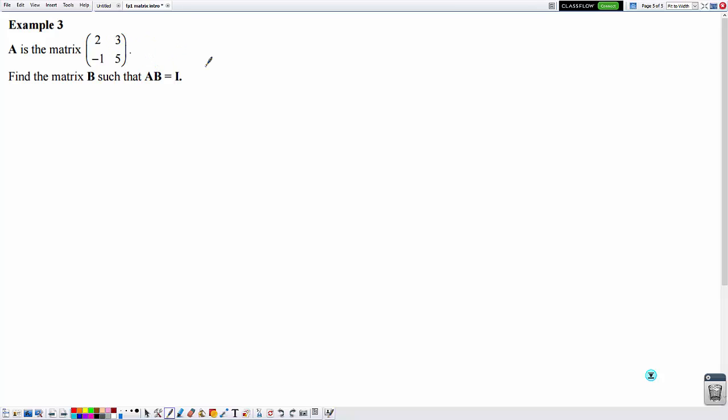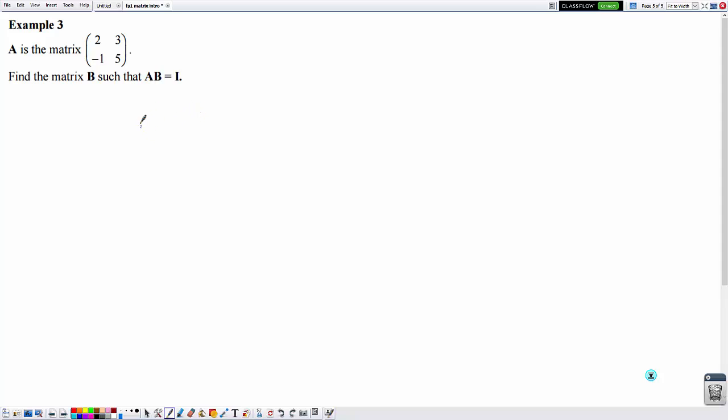So if we were just working with numbers, we know what that is. If I told you 2 times something is 1, well, you know that's a half. If I told you x times something is 1, well, that's 1 over x. Essentially, we're looking for the inverse of this matrix. In FP4, we learn a quick way of doing this, but we don't know that method now, so this is going to take a little bit of time to work out.